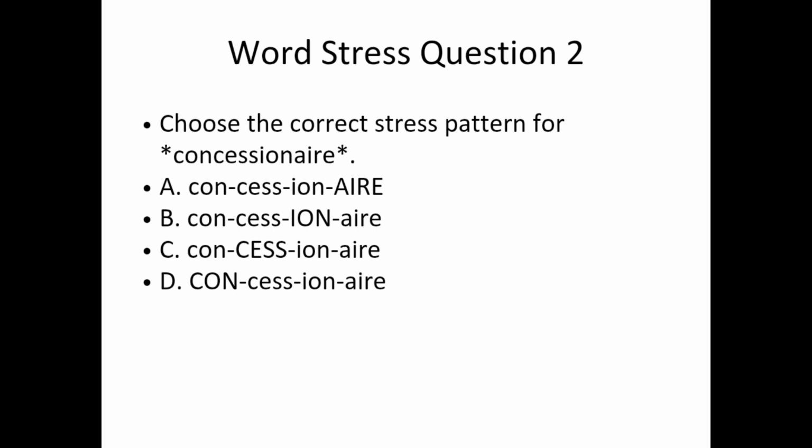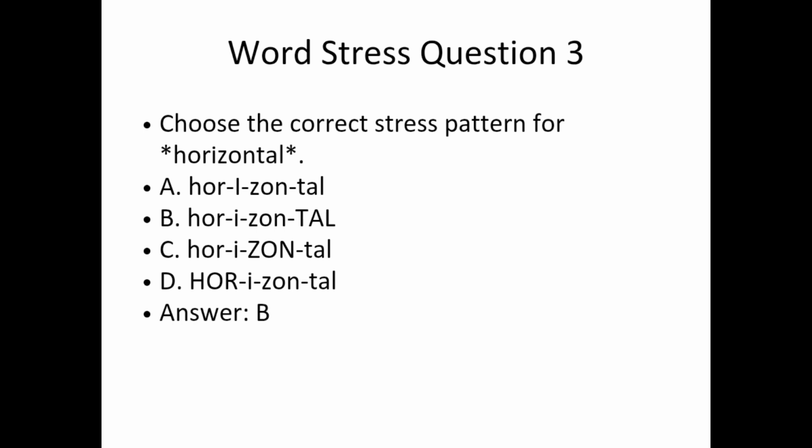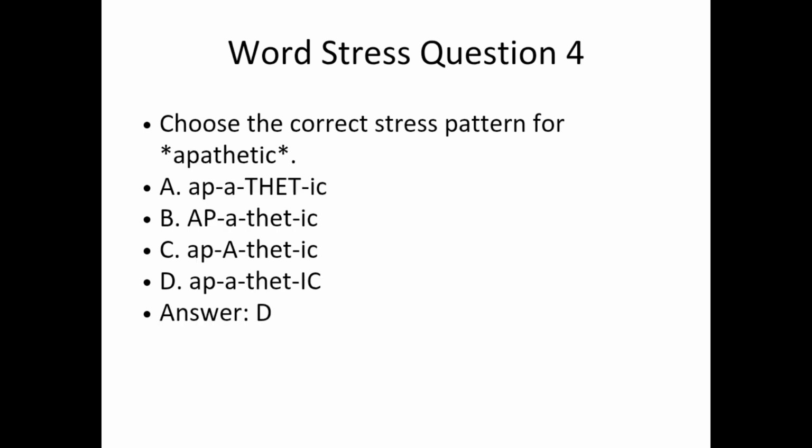Question 3. You are to choose the correct stress pattern for the word horizontal. Horizontal. Remember, when you are pronouncing the word wrongly, you will not be able to identify where the stress falls. So you have to be conscious of your pronunciation and ensure that you are pronouncing the word correctly. Horizontal. There are four syllables in the word horizontal. So pick the syllable that contains the stress. The answer to that question is in option C, and that is the third syllable.